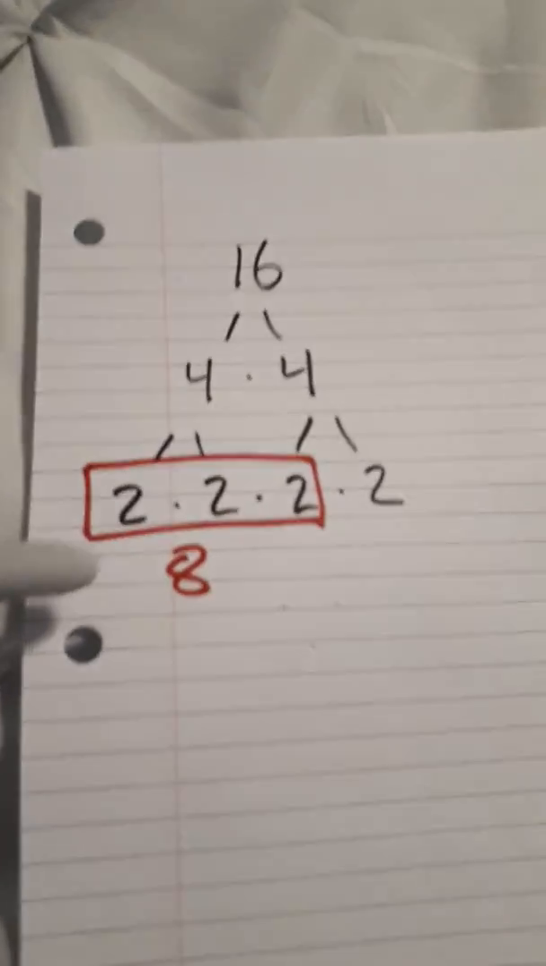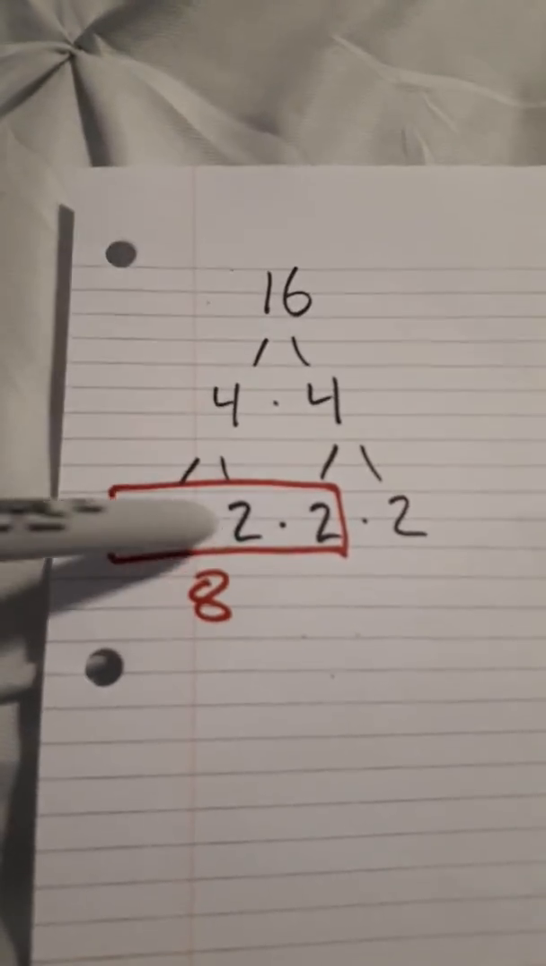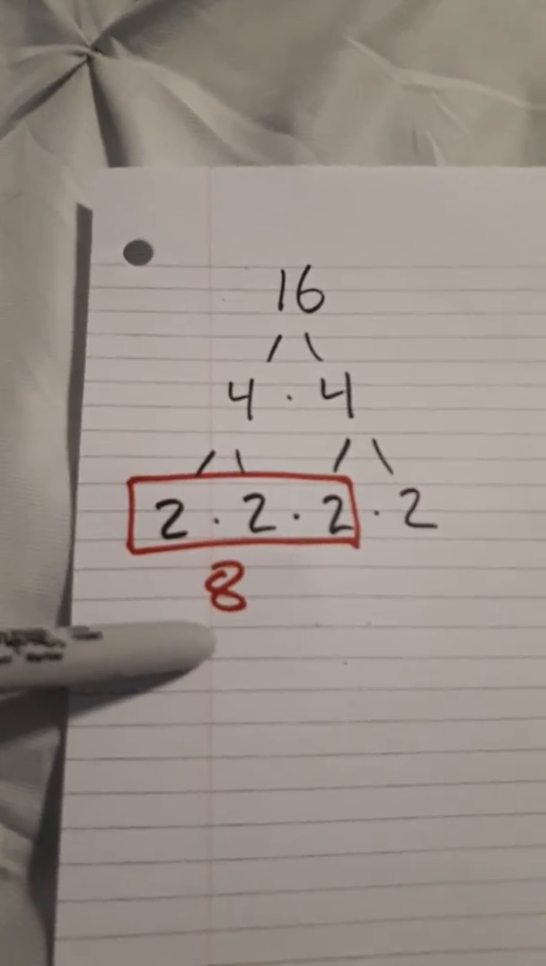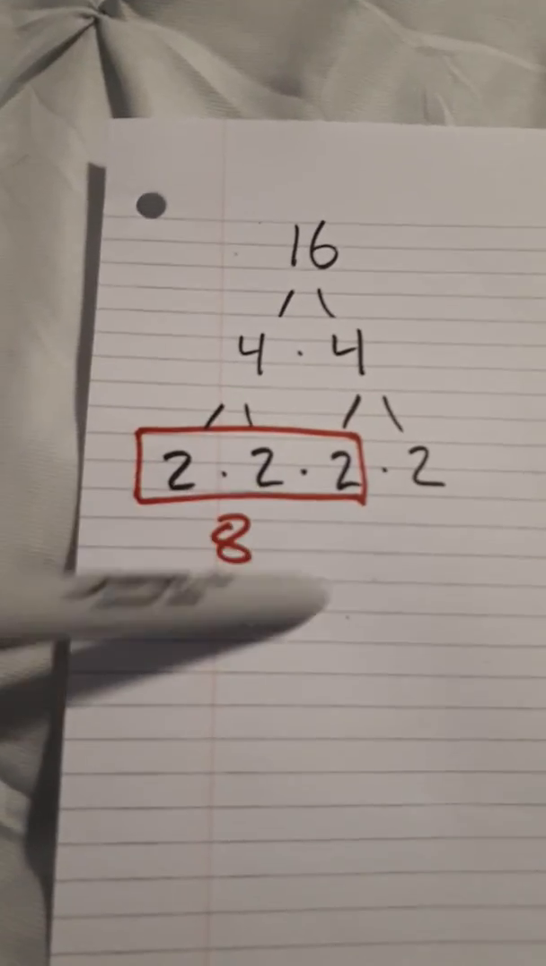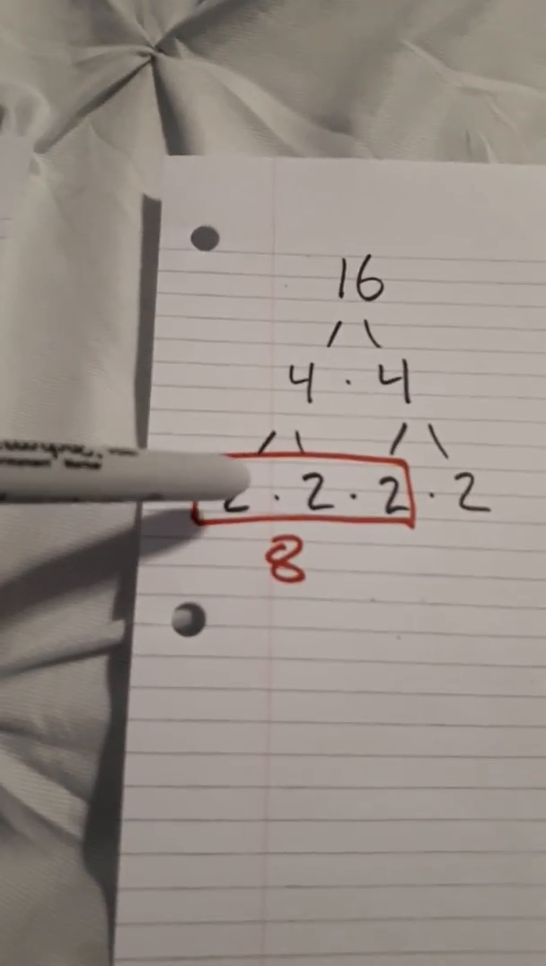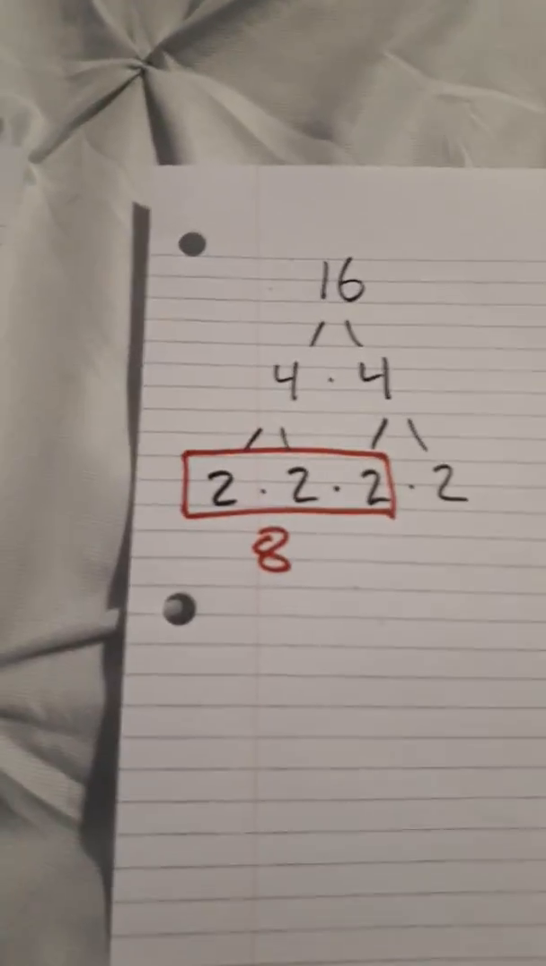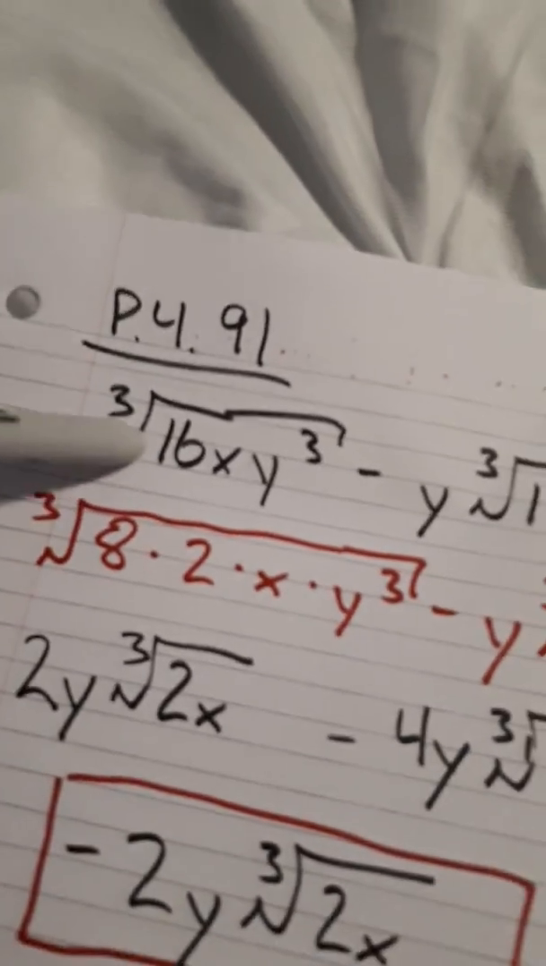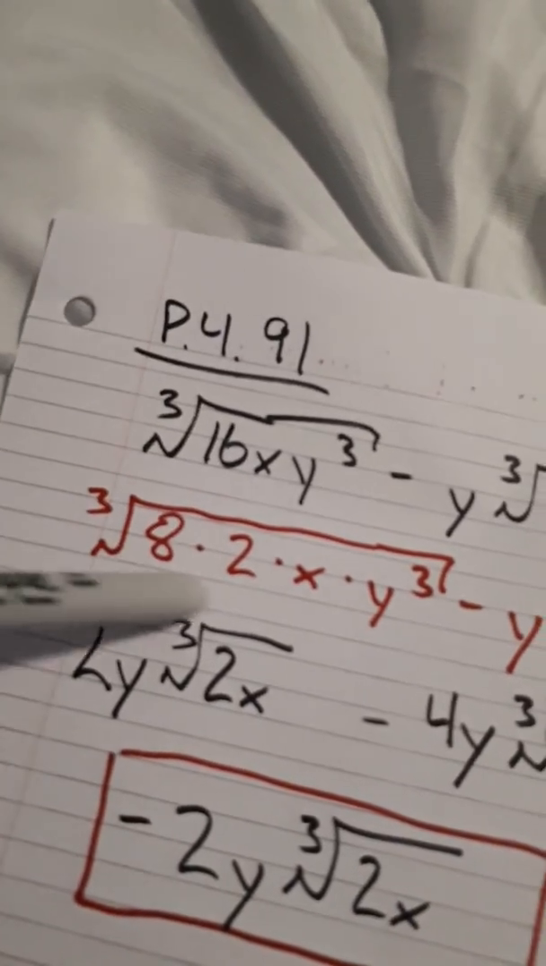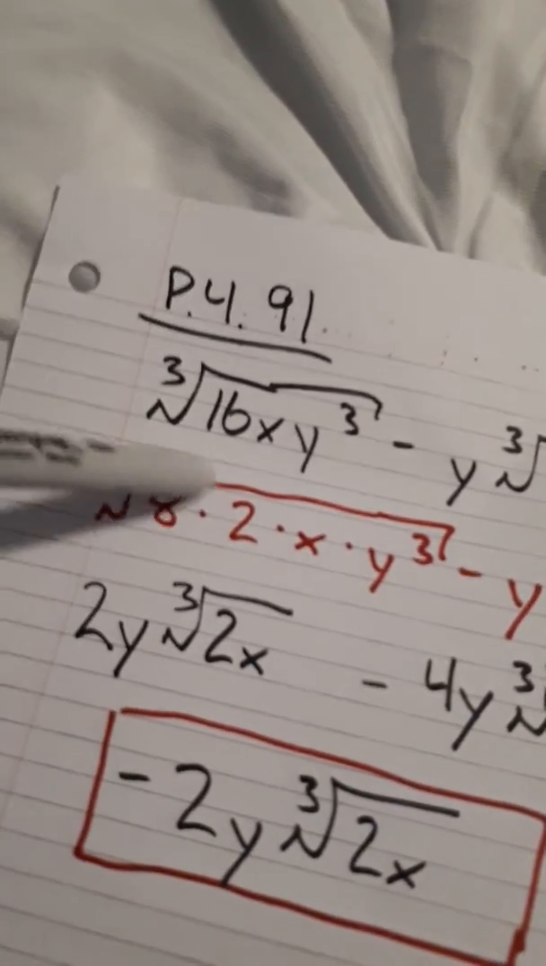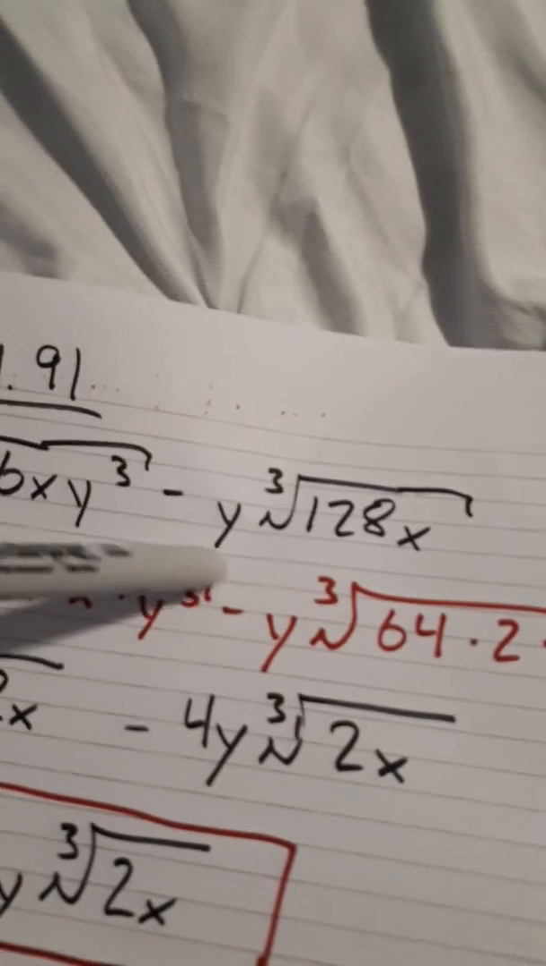Now that doesn't help us because we're looking for 3 numbers, right? The index here is 3. I have 4 numbers, so I'm just going to pick 3. That equals 8, and that's going to be my biggest perfect cube, right? Because the cube root of 8 is 2. Or the opposite, 2 cubed, 2 times 2 times 2 is going to equal 8. So that's how I can figure out that I can rewrite 16 as 8 times 2, where 8 is my biggest perfect cube. Now we're going to do the same thing over here with 128.